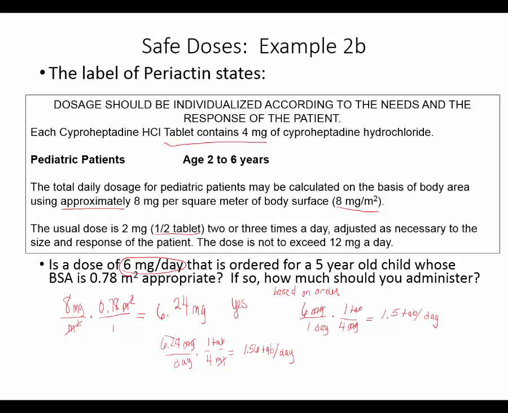We're always going to calculate how much to give based on the doctor's orders, so I wouldn't be doing this calculation normally. However, I wanted to do it so that you could see that the rounding between the 6.24 and the 6 doesn't change the amount that the patient would actually get. And that's where that word approximately comes in. This little bit of rounding doesn't change the answer because it doesn't change the feasible dose. And that's why we could say yes, it is appropriate, even though it's not exact.